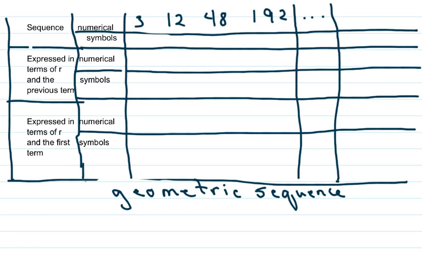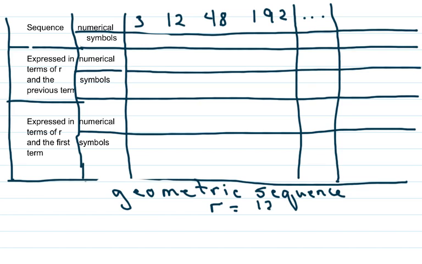All right, and here are my numbers. My common ratio, meaning what do I multiply? What times 3 is 12? What times 12 is 48? What times 48 is 192? So basically you're dividing. You divide the current term by the previous term.